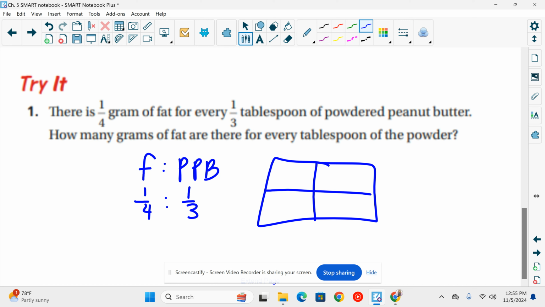So when I put it in the ratio, I have fat to powdered peanut butter. Fat to powdered peanut butter. It's kind of fun to say when you say it like that. Powdered peanut butter. Okay.